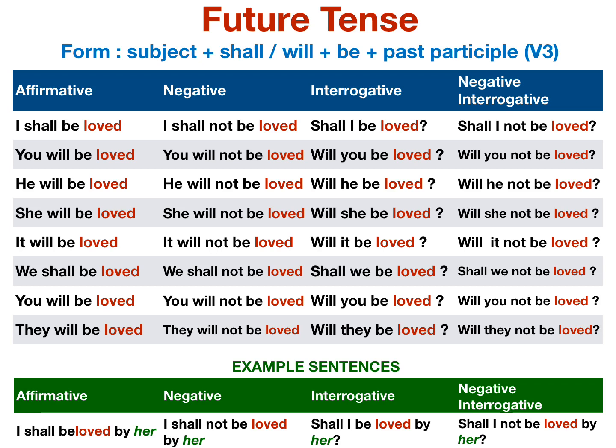Shall we be loved? Shall we not be loved? You will be loved. You will not be loved. Will you be loved? Will you not be loved? They will be loved. They will not be loved. Will they be loved? Will they not be loved? Example sentences. I shall be loved by her. I shall not be loved by her. Shall I be loved by her? Shall I not be loved by her?